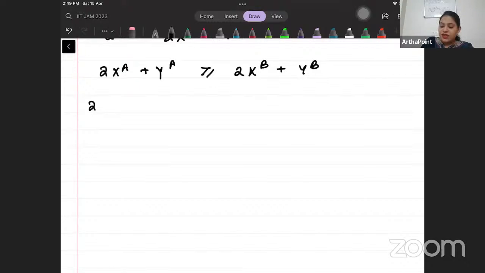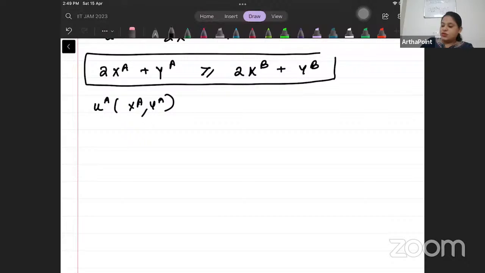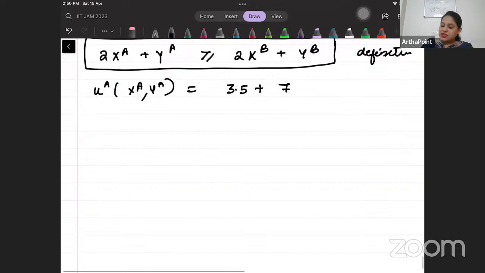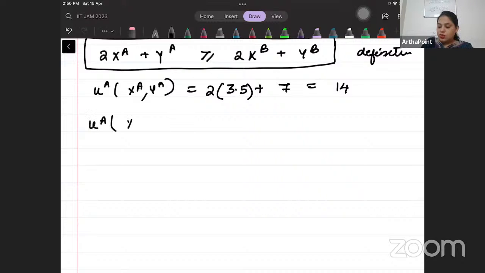When I find the utility of individual A from his own bundle, this is the definition. When I put his own bundle, what will I get? 3.5 is xa, and he's consuming 7 units of the other good, so 2 into 3.5 plus 7, that is 2xa plus ya. This will be 14. And when I put the utility of individual A through xb, yb, this is going to be 2 into 6.5, which is 13, plus 13, which will be 26.